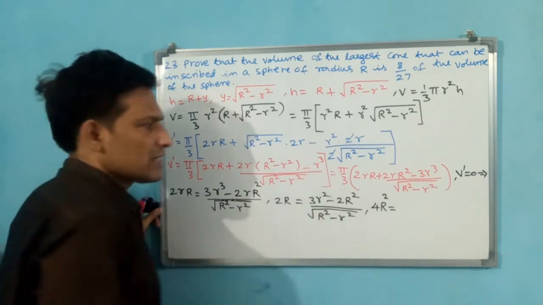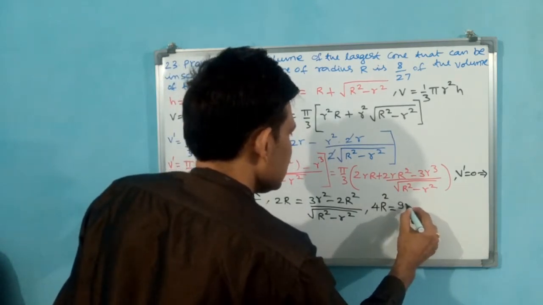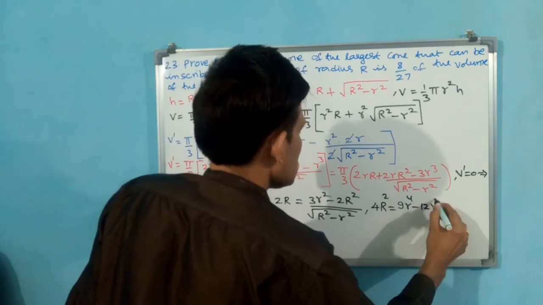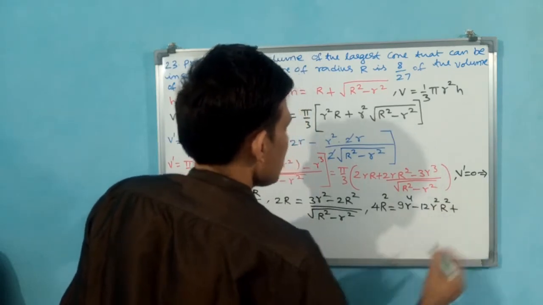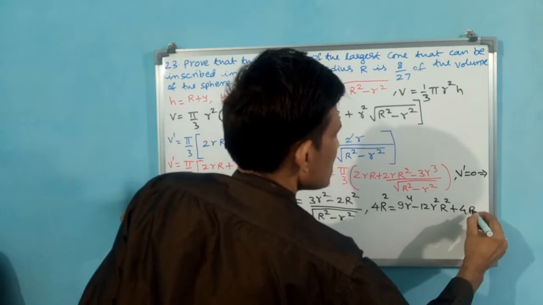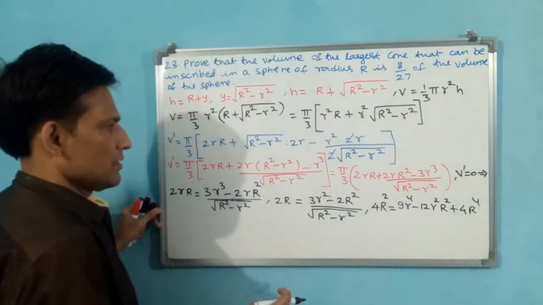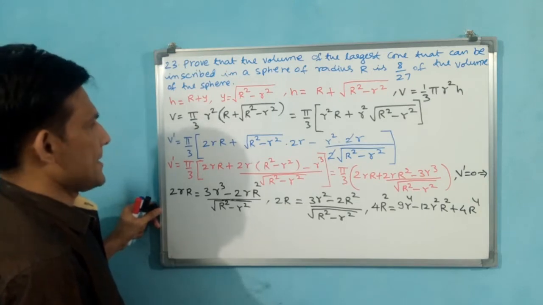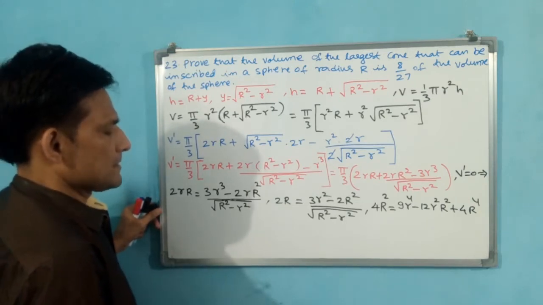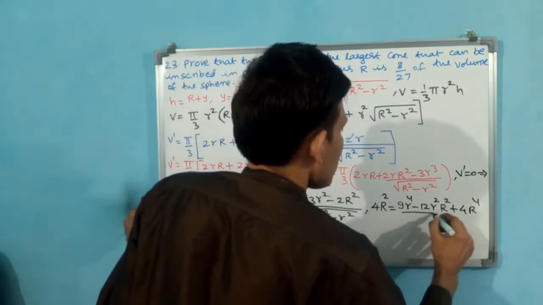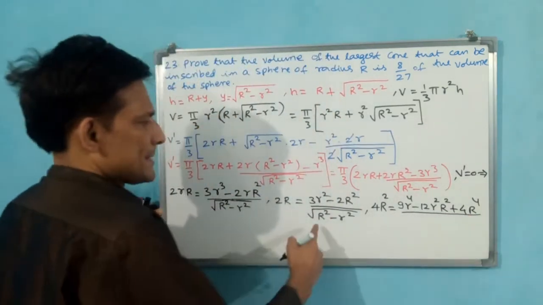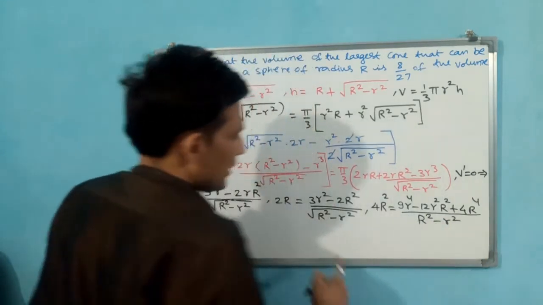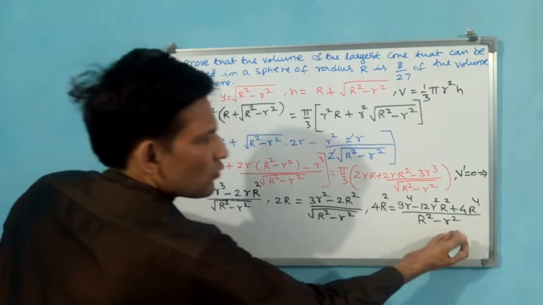A minus b whole square, a square minus 2ab plus b square, 4 r to the power of 4. You see, let it be divided by, you see this is R square minus small r square. Now see, root will not be there. Okay. Now you send this side.